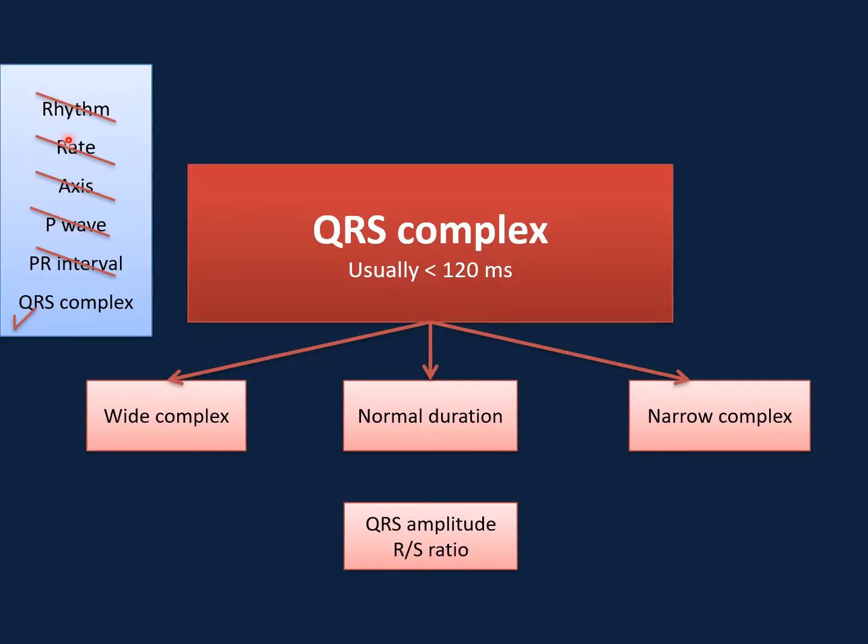After checking the rhythm, rate, axis, P wave, and PR interval, now we need to look at the QRS complex. The QRS complex is normally less than 120 milliseconds. You need to make sure the QRS complex is not a wide complex, is normal duration, and is not a narrow complex. Very important to look at the QRS amplitude and RS ratio. Very important, if you are looking at an ECG for a very young child or younger child, you need to consider the variation according to the age. Upper and lower normal limits for age.